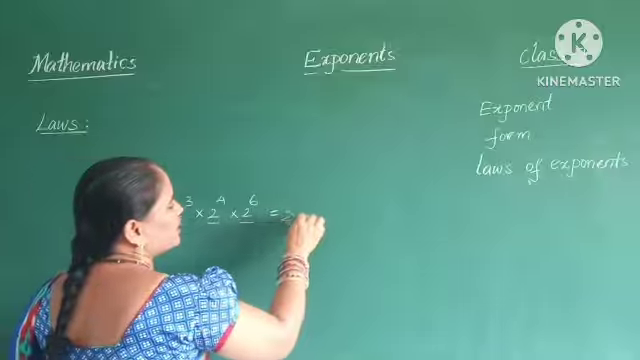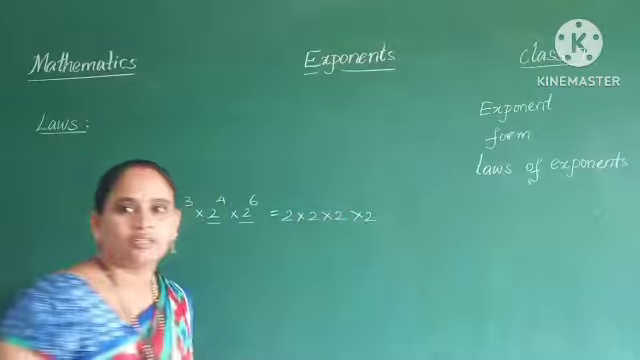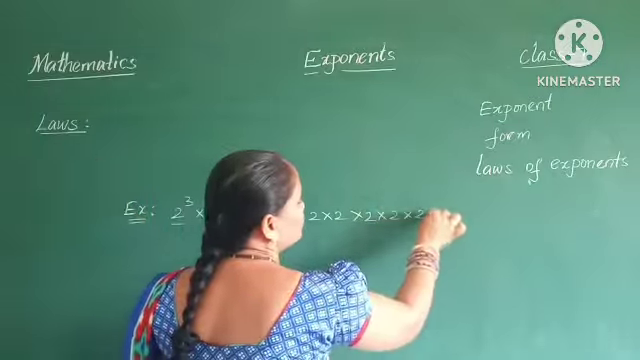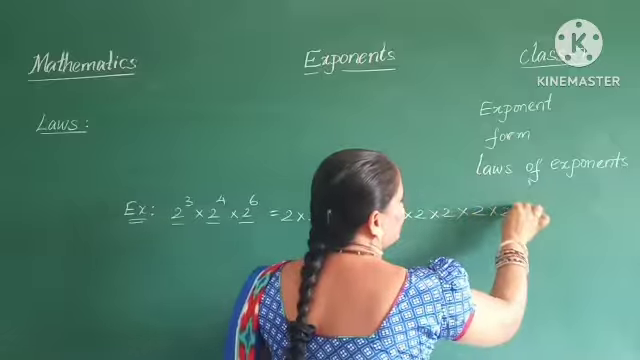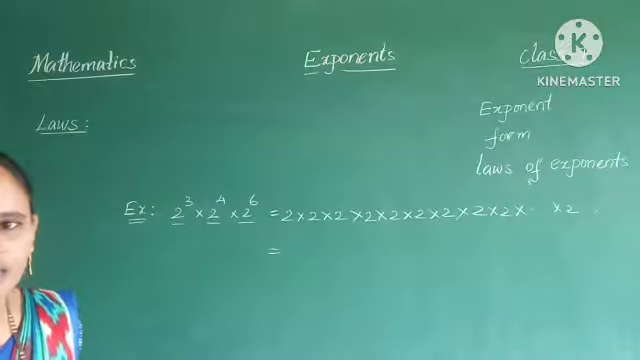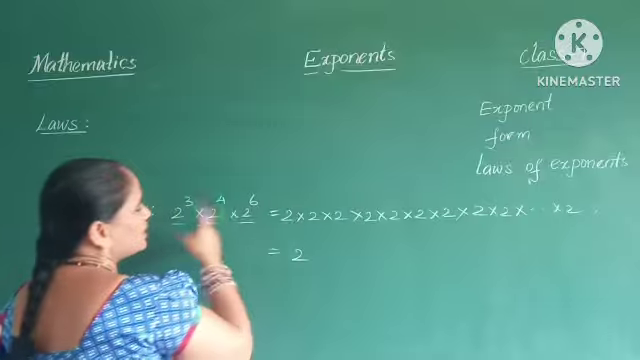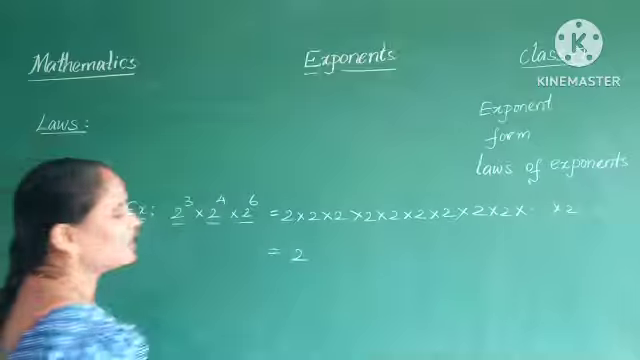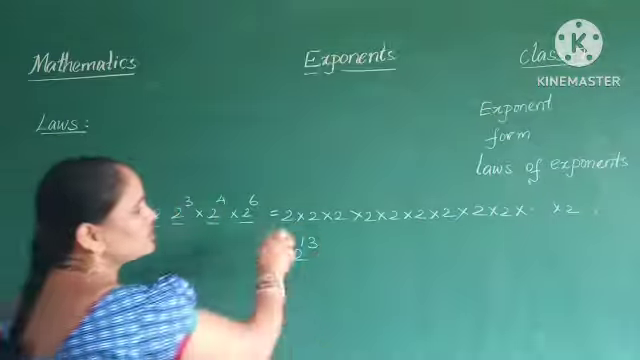Here 2 cube, we can write it as 2 into 2 into 2. 2 power 4, 2 into 2 into 2 into 2. 2 power 6, we have to write 2 six times. So totally how many times did we multiply the 2 here? Now add those powers. 2 power 3 plus 4 is 7, 7 plus 6 is 13 times we multiplied this. So 2 power 13. No need to do this much process.